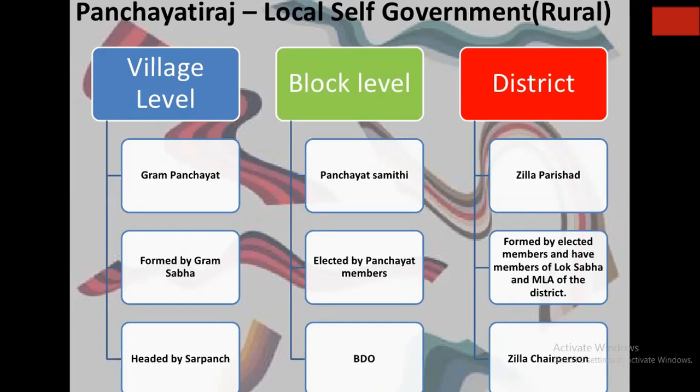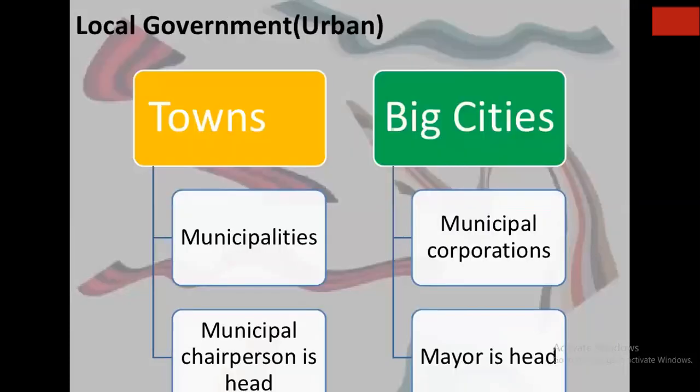What is the meaning of block? Block means a district subdivision, that is block level. So the block development office monitors the implementation of all the programs related to planning and development of the blocks. Okay, so Panchayat Samiti is there and they are elected by the Panchayat members, and this block development office takes charge of all the development happening in the block. Same way with the district.